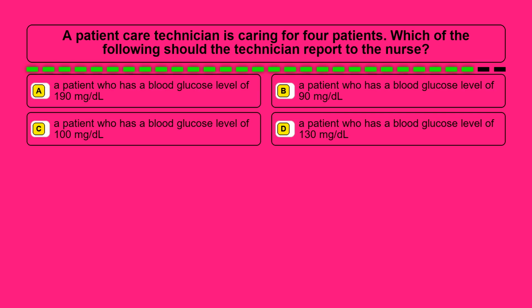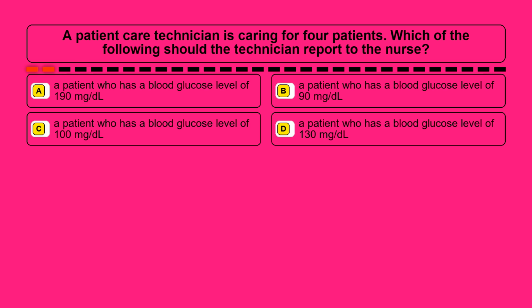Question 45. A patient care technician is caring for 4 patients. Which of the following should the technician report to the nurse? Option A. A patient who has a blood glucose level of 190 mg/dl. Option B. A patient who has a blood glucose level of 90 mg/dl. Option C. A patient who has a blood glucose level of 100 mg/dl. Option D. A patient who has a blood glucose level of 130 mg/dl.